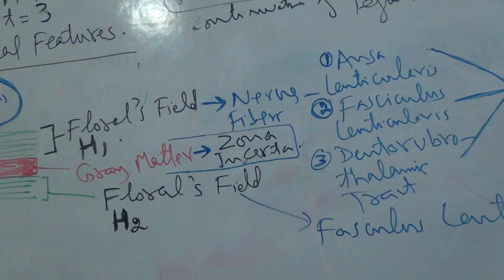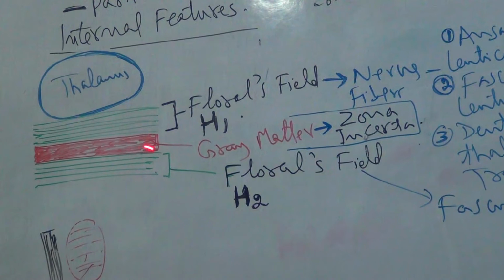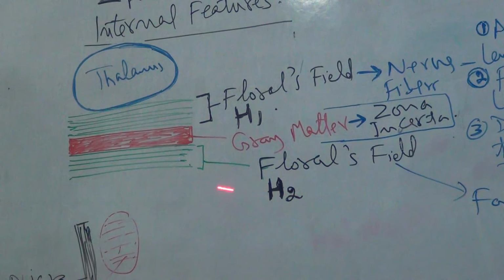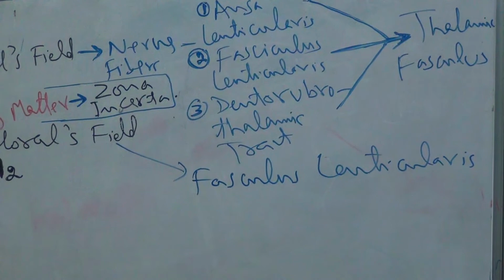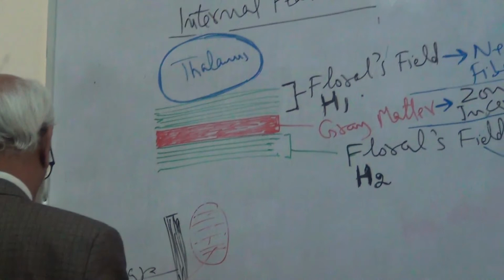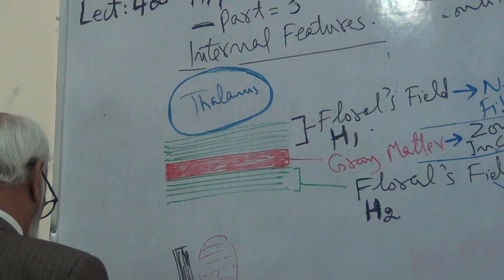So just below the bundle of nerve fibers called Forel's field H1 is a layer of gray matter known as the zona incerta. And below the zona incerta, again there is a layer of nerve fibers known as Forel's field H2. And this H2 field comprises of fasciculus lenticularis fibers. Then next there is another layer of nerve fibers. This is known as Forel's field H.